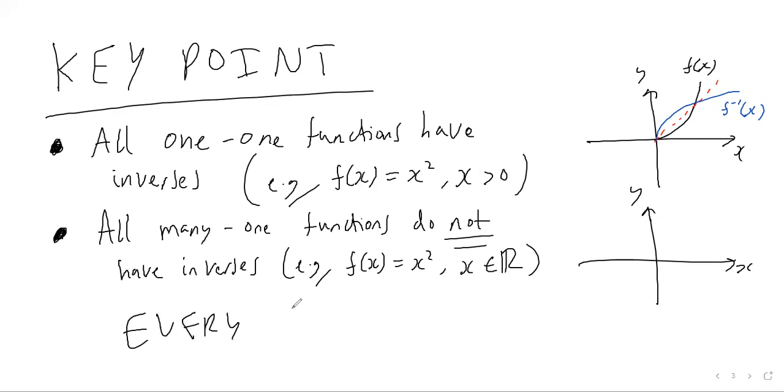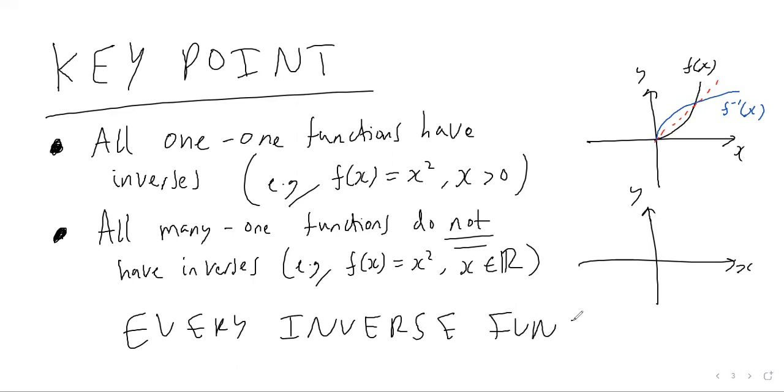Every inverse function is a one-to-one function. So that's a key point from this because for every one-to-one function, there exists an inverse. So every inverse function is a one-to-one function.